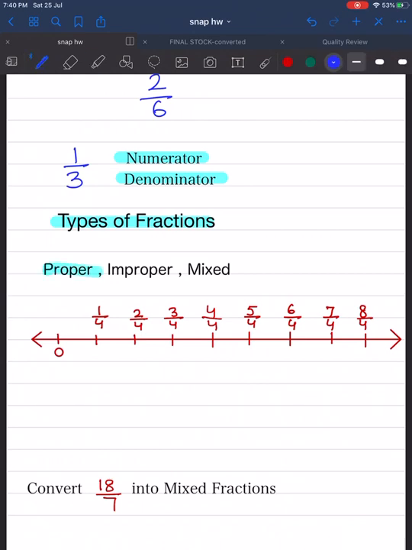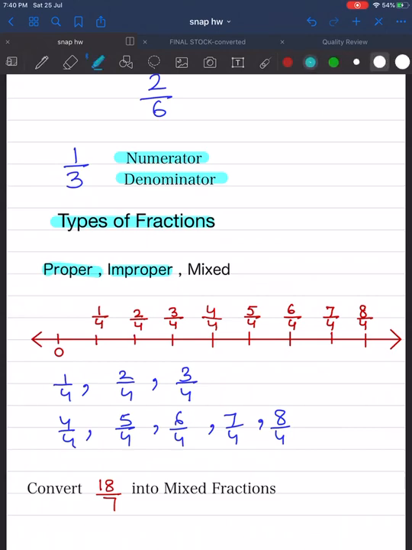A proper fraction is less than a whole. So here 1 on 4, 2 on 4, 3 on 4 are proper fractions as the numerator is less than the denominator. Now an improper fraction is equal to or greater than a whole. So here 4 on 4, 5 on 4, 6 on 4, 7 on 4, 8 on 4 are improper fractions as the numerator is equal to or greater than the denominator.